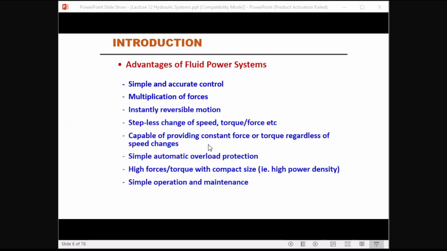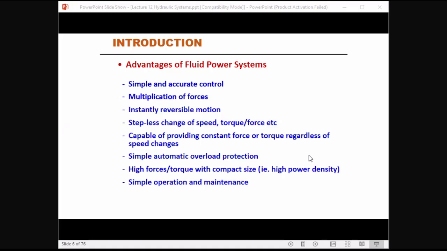Then simple automatic overload protection mean safety mechanism protect the system from overload without needing complex control system. As an example, you can build your system with the pressure relief valves.